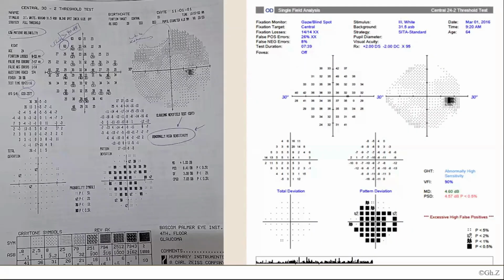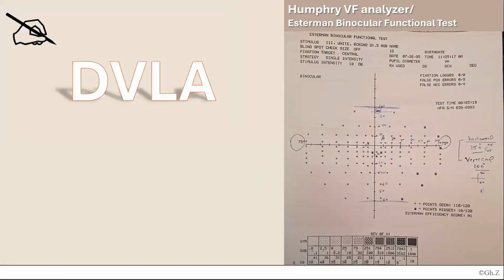So according to some of the previous candidates' experiences, they ask you about everything. What's the meaning of this strategy? What's the meaning of the other strategy? So every point here counts. Every point you have to know about it. And also you see this tracking, gaze tracking at the bottom of the printout. And also like here, the glaucoma hemifield messages. And also by using Humphrey, we can have the Esterman binocular functional test.